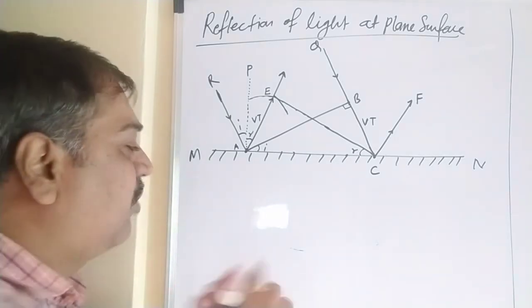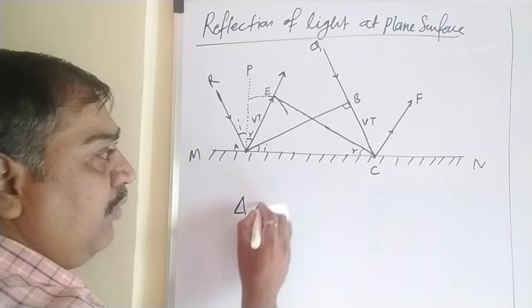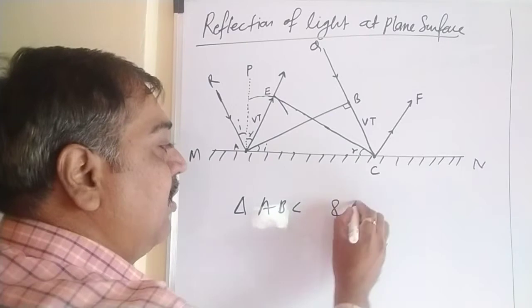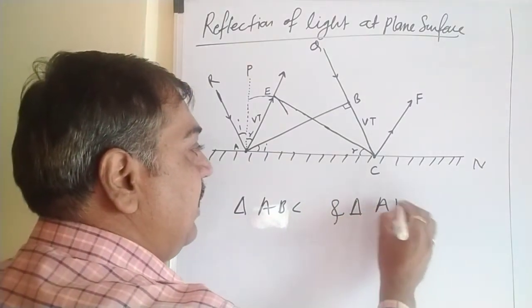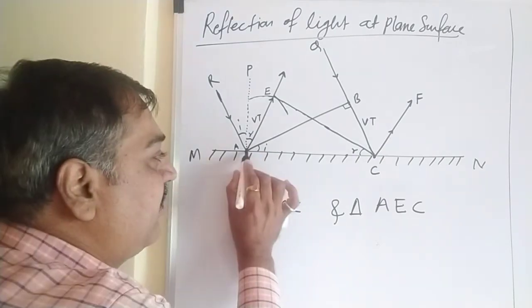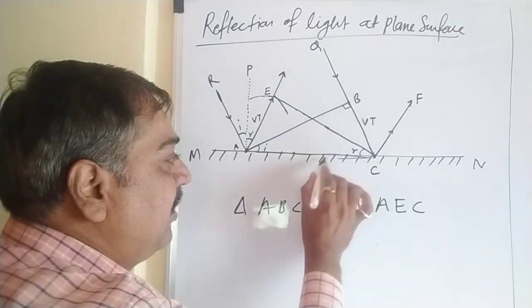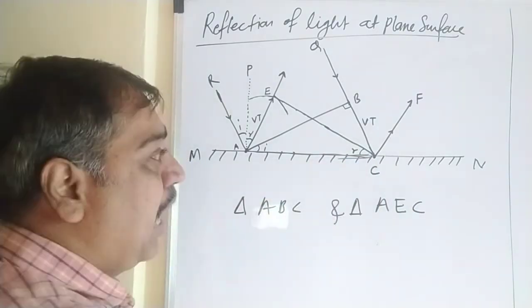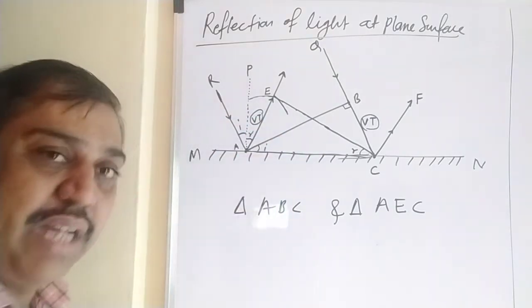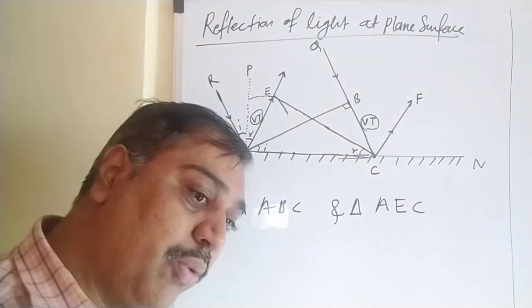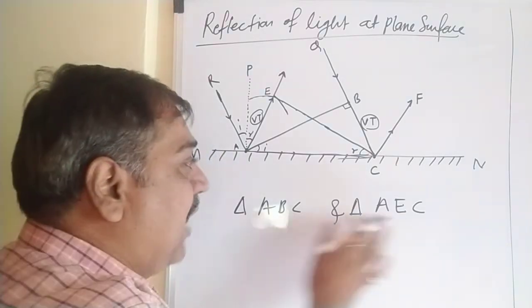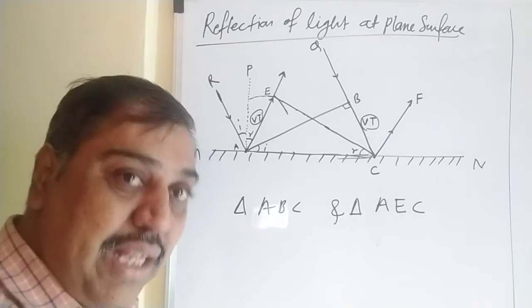Now let's see here, there are two triangles: triangle ABC and triangle AEC. In these two triangles, the hypotenuse is the same. This hypotenuse is AC, which is common in both of them. Apart from this, BC is VT and AE is VT. So we can say two sides are equal. When two triangles have two sides equal, the third side must be equal. So we can say these two triangles are congruent.